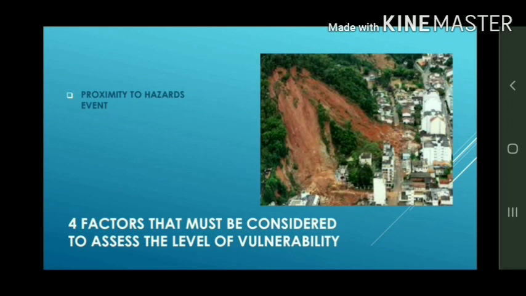So ano yung dapat gawin ng community? So dapat stop nila yung pagmimina na tinatawag, yung deforestation, yung illegal logging. Stop nila yan para maiwasan nila yung landslide.